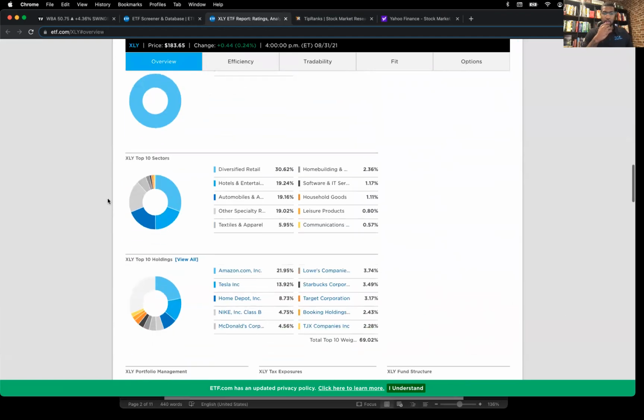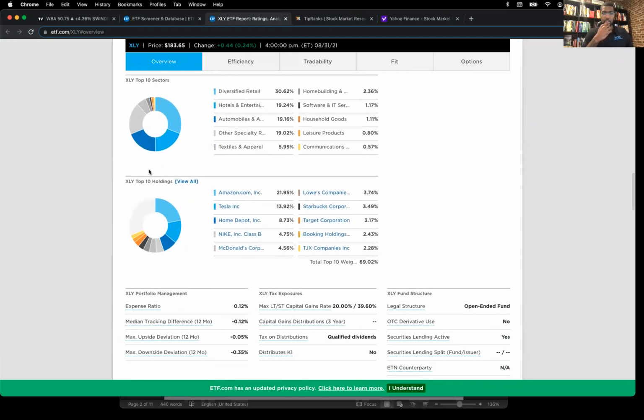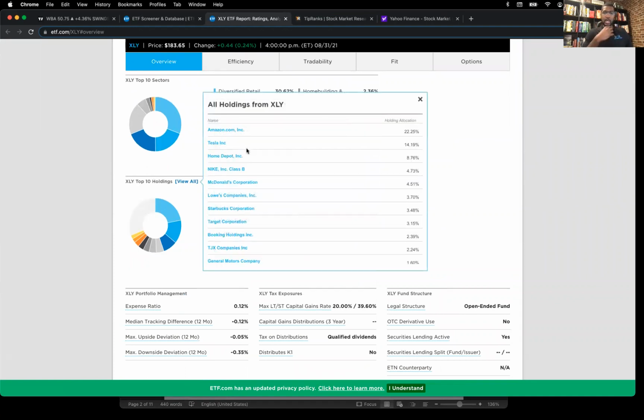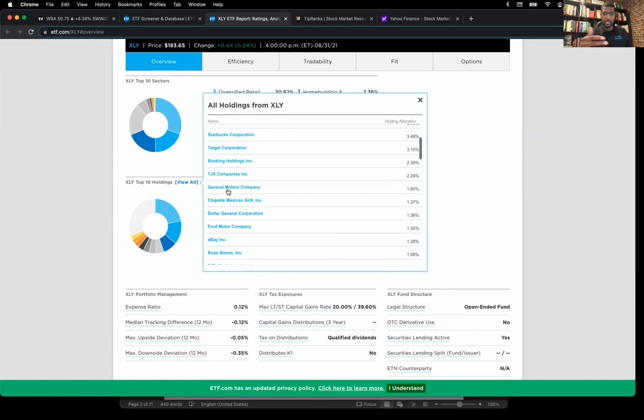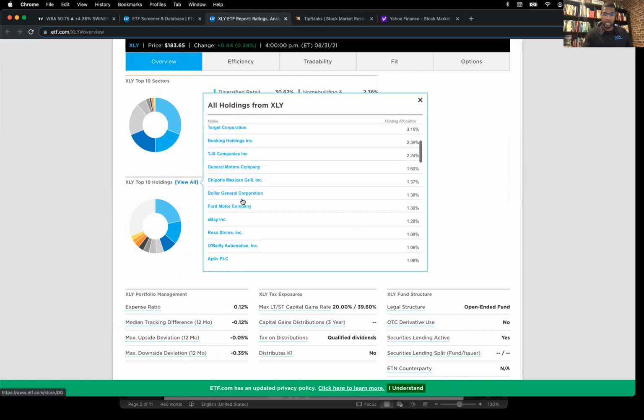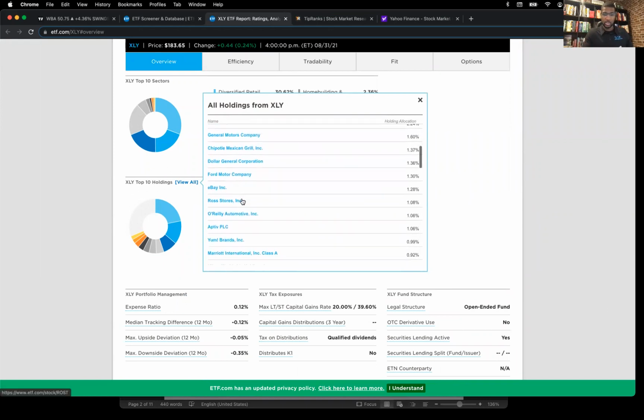So we can scroll down and look and see top 10 holdings, right? And we want to view all of them. So you got Amazon here, you got Tesla, Home Depot, Nike, McDonald's, Lowe's, Starbucks, Target, Booking Holdings, TJX, General Motors, Chipotle, Dollar General, Ford, eBay, Ross, O'Reilly, so on, so on, so on, right? And then you also can see on the side, holding allocation. Basically what that means is what percentage of the overall fund is representative of that particular company.